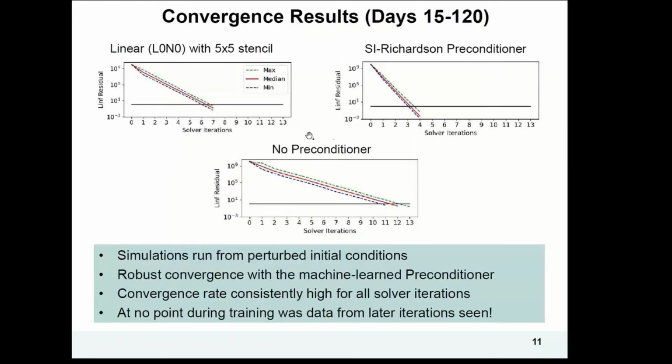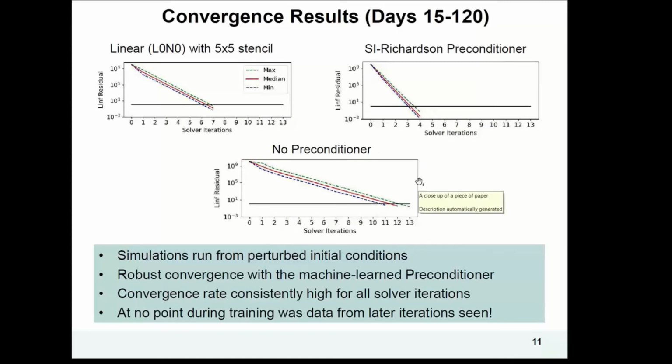And these are convergence results that we got for our model for days 15 to 120. What's shown here is, on the y-axis, the residual error, or some norm of the residual error. Here's the infinity norm. And on the x-axis, you see the solver iterations that were required. On the right, you see the semi-implicit Richardson preconditioner. This is our analytical reference preconditioner.